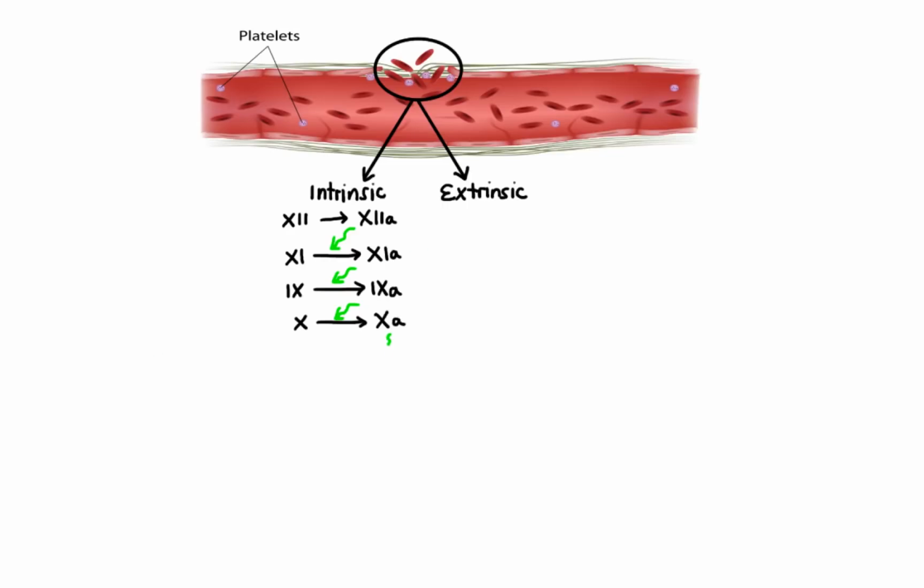Activated factor 10 then converts prothrombin to thrombin. And finally, thrombin converts fibrinogen to fibrin, which forms mesh that strengthens the platelet plaque.